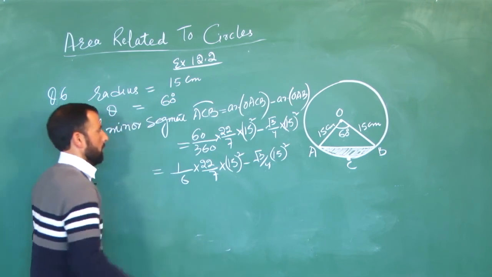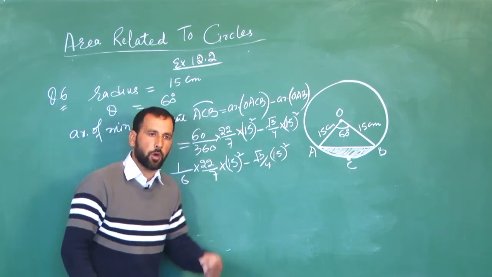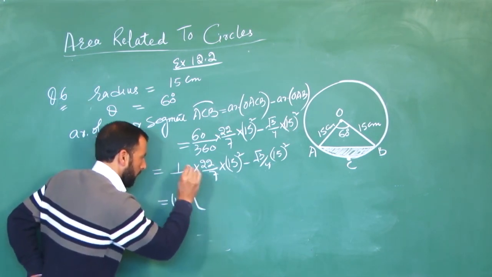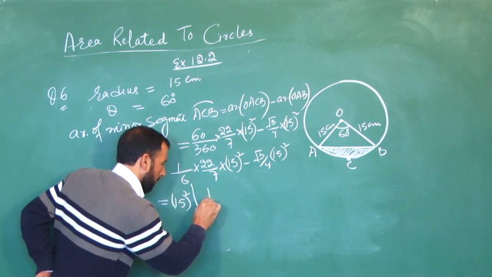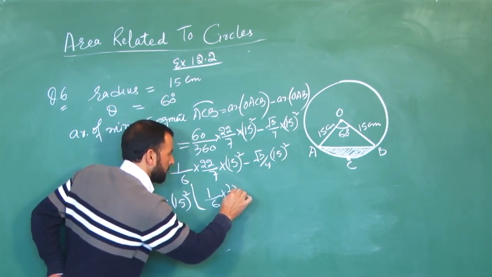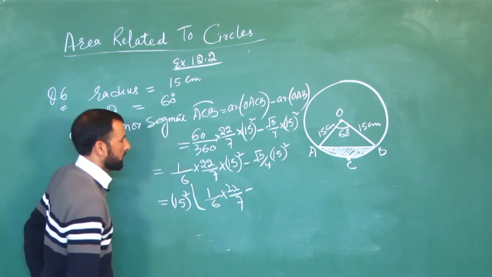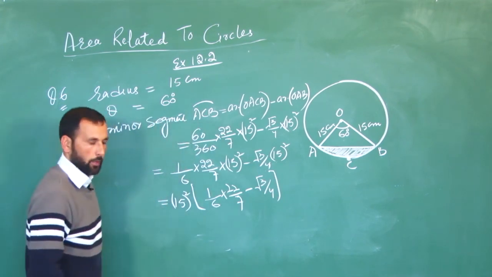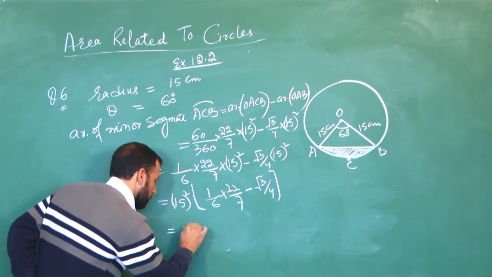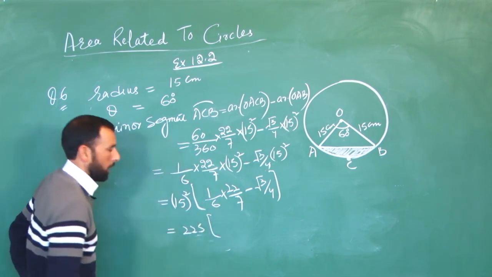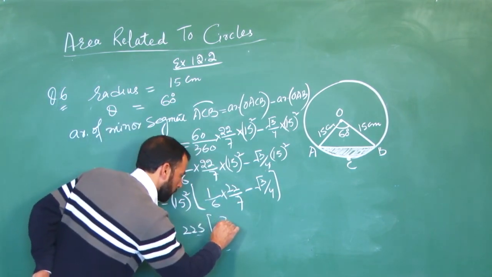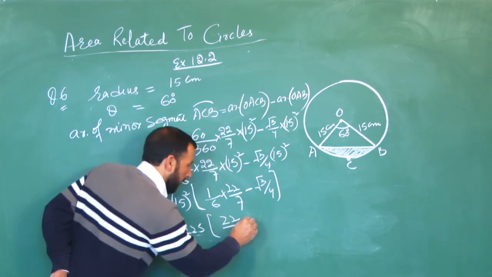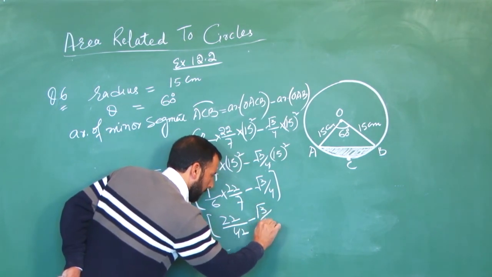So what is common in both? Clearly 15 square is common. So we can take this 15 square common. Here it is 1 by 6 into 22 by 7 minus square root of 3 by 4. Here 15 square is 225. Then 1 into 22 is 22, divided by 7 into 6 is 42. Then minus square root 3 by 4.